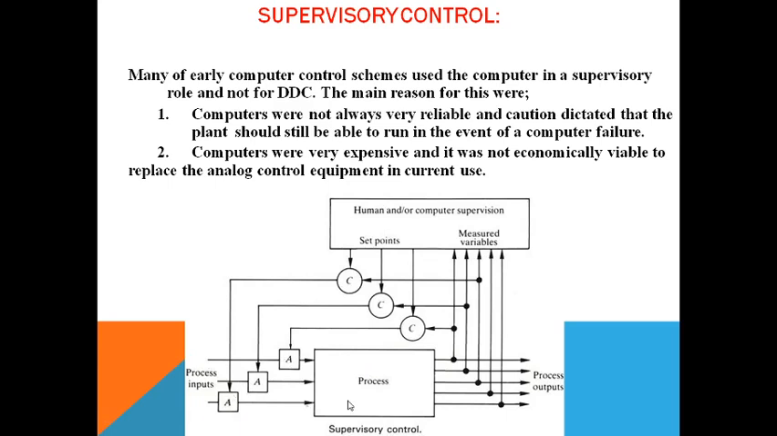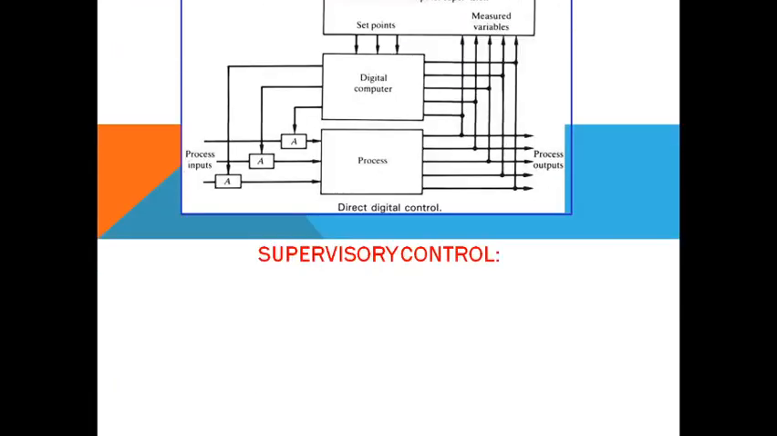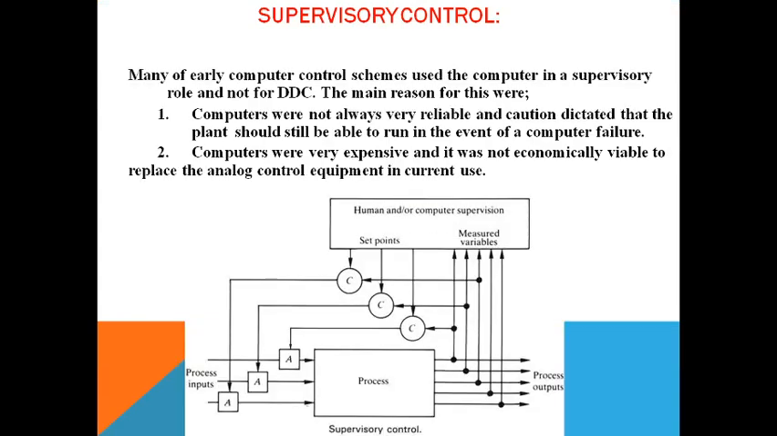The diagram of supervisory control is given, where different processes are given, and human and computer supervision are there. The human can provide the set point, and the measured values are compared with the process output. See what the difference is between supervisory control and direct digital control. In direct digital control we are providing the control via computer, and in supervisory control we are providing the control via a particular observer or supervisor.